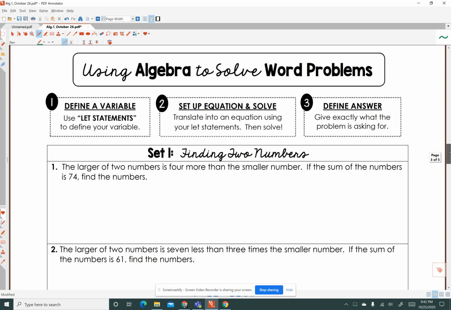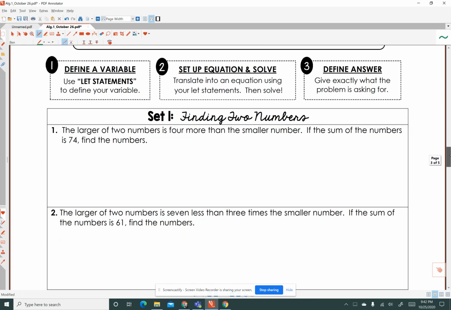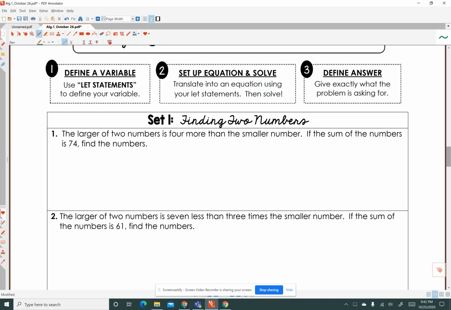I want you to think of these word problems of the type we're doing today. When you use algebra to solve word problems, I want you to think in terms of defining a variable, setting up the equation, very important step. This will make or break you, okay? If you're careful and you set it up right, the solving is usually easy. The setup is where the real work is done. And then defining your answer just means giving exactly what the problem asked for.